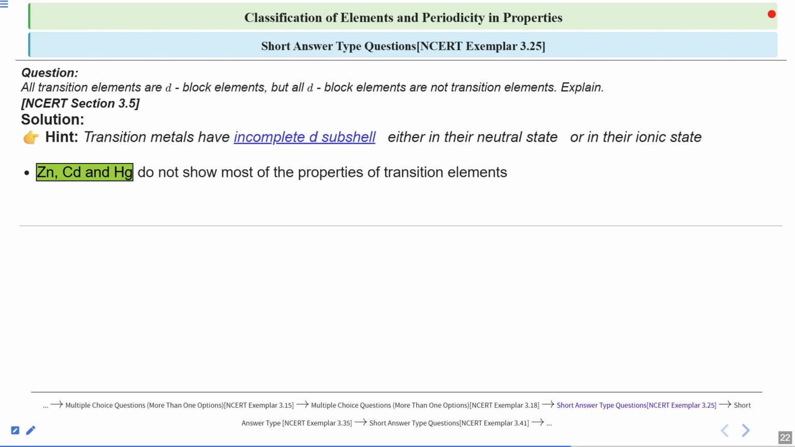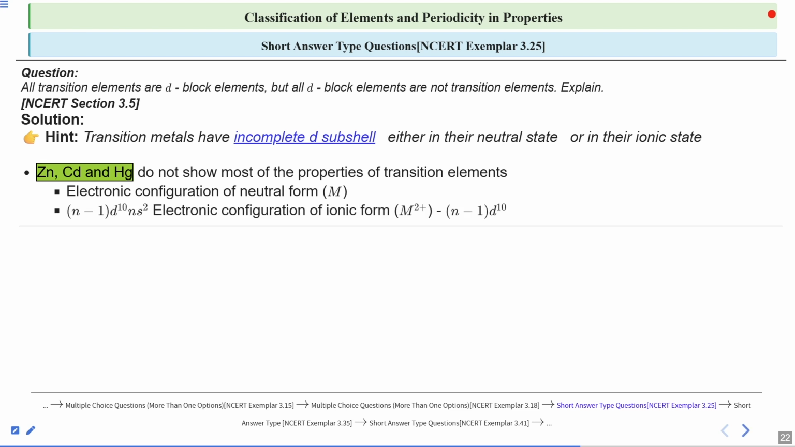Why? If you take the neutral state of these 3 elements, then they have a complete d subshell, which is D10. And if you take their ionic state, then also it has a complete d subshell, which is D10. So both for the neutral state and the ionic form, they have a complete d subshell. You can see here, both have D10, and in the neutral case, it is D10 NS2. I guess this part is clear to you, why we do not call them transition elements.